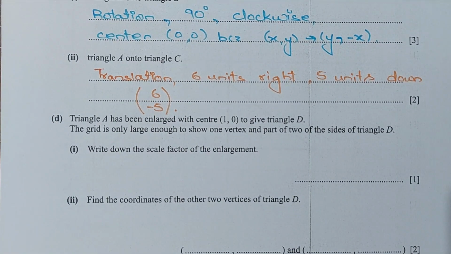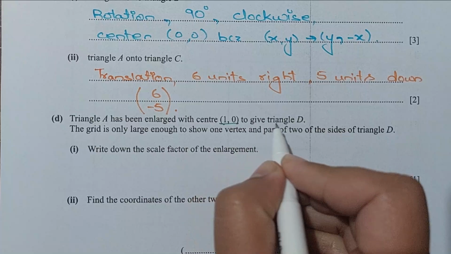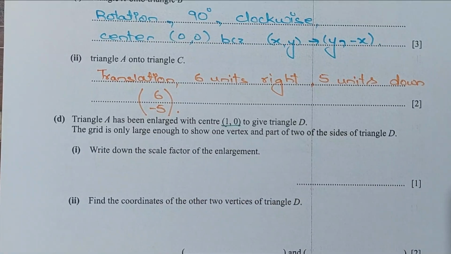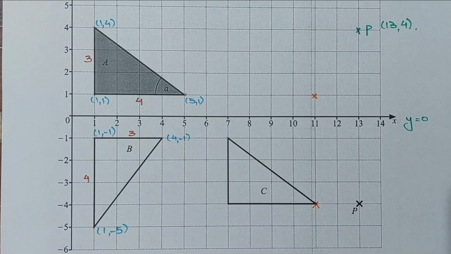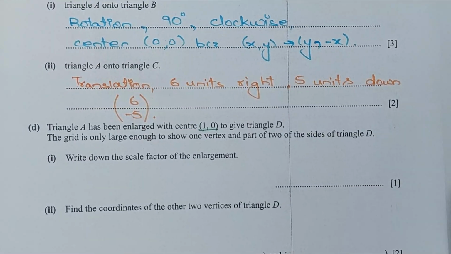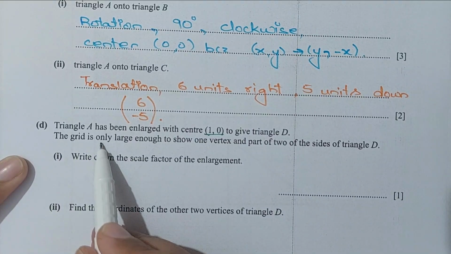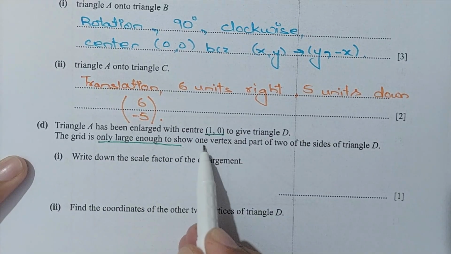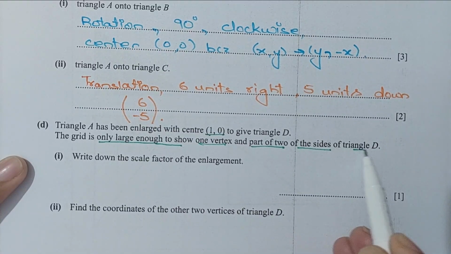Now for part D, triangle A has been enlarged with the center (1, 0) to give triangle D. So triangle A is enlarged with the center (1, 0): x is 1 and y is 0. This is the center of enlargement, to give triangle D. The grid is only large enough to show one vertex and part of 2 of the sides of triangle D.